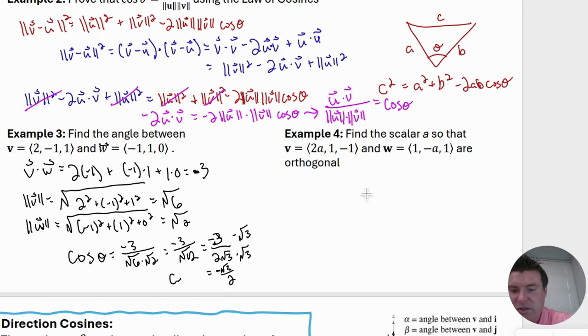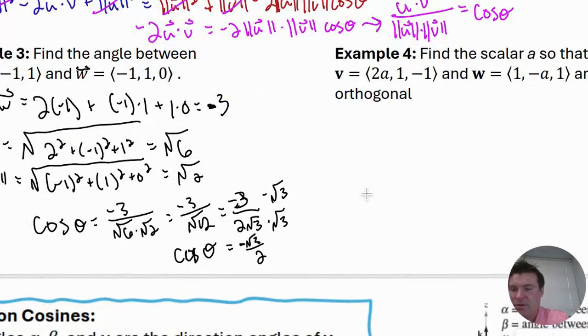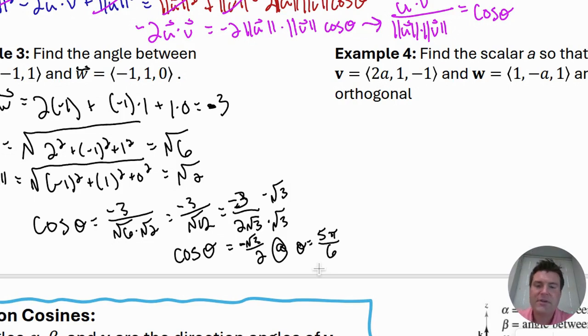So when does cosine of theta, that's poorly written, I apologize, when does cosine of theta equal negative root 3 over 2? That's going to happen at, you've got to be sharp at your trig here, 5 pi over 6. Quadrant 2.